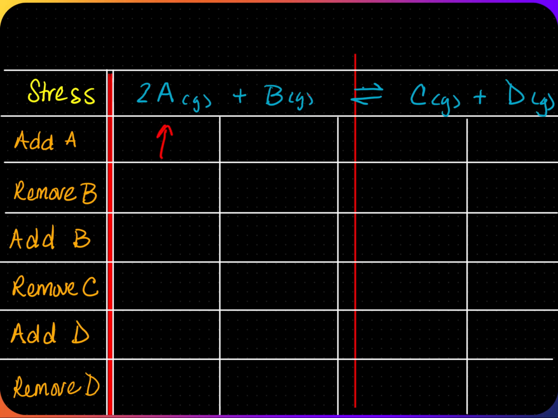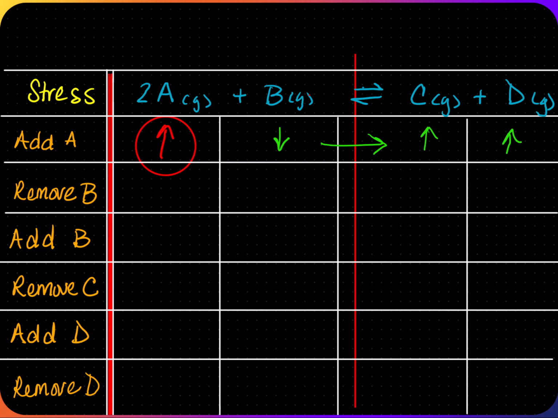A is added, so it wants to remove the stress by shifting to the opposite side. Equilibrium will shift to the right, and when that happens, my B concentration will decrease because A and B have to react together to remove the A, and my C and D will increase.